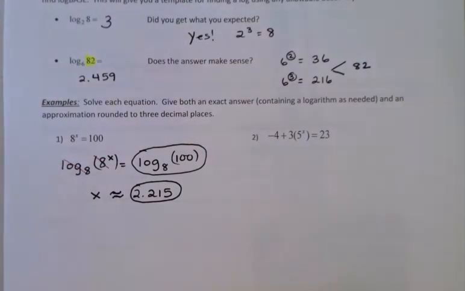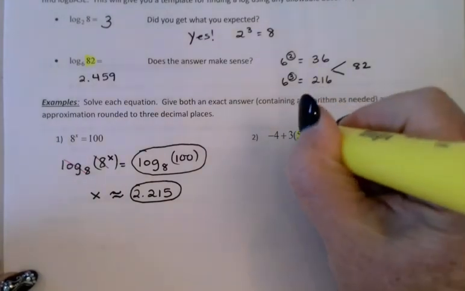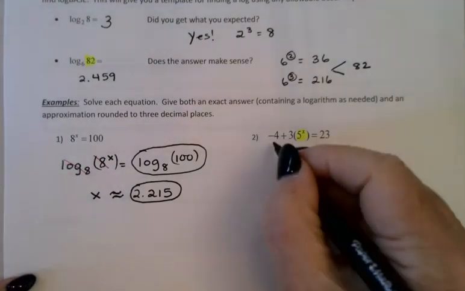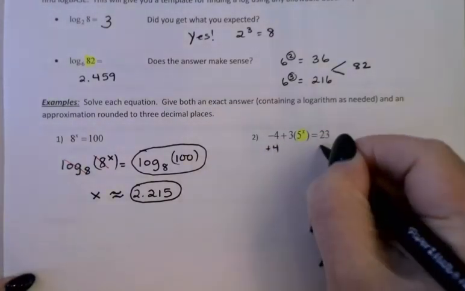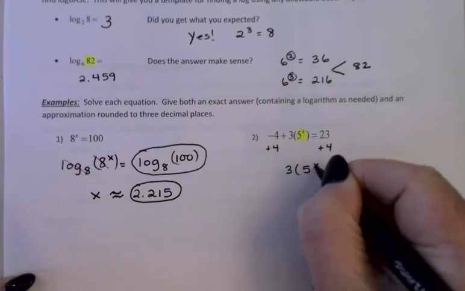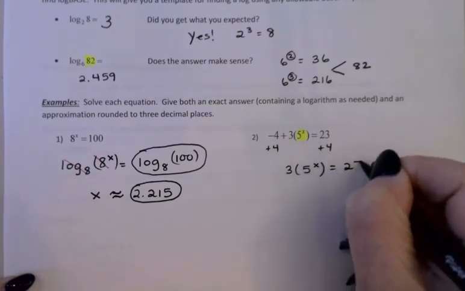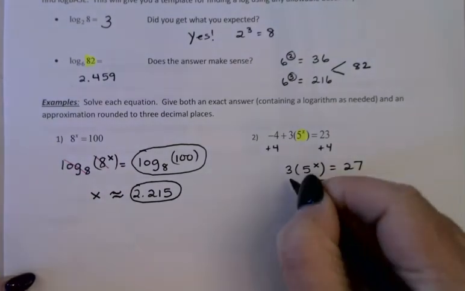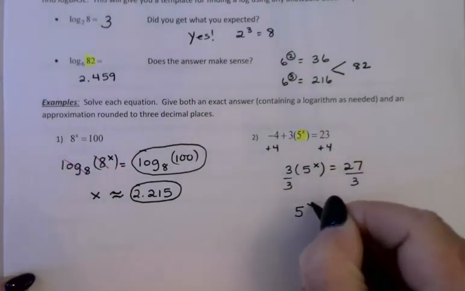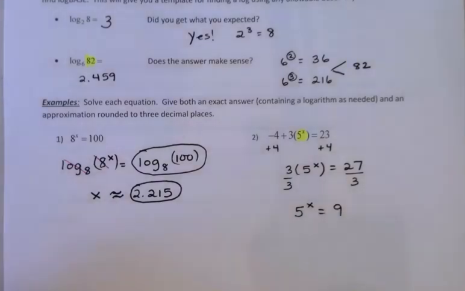Here, I'll notice that my exponential is not yet isolated. 5 to the x power is the exponential. And I'd like to start by getting that by itself. So let's add the 4. And then we'll divide by the 3, giving us 5 to the x power equals 9.